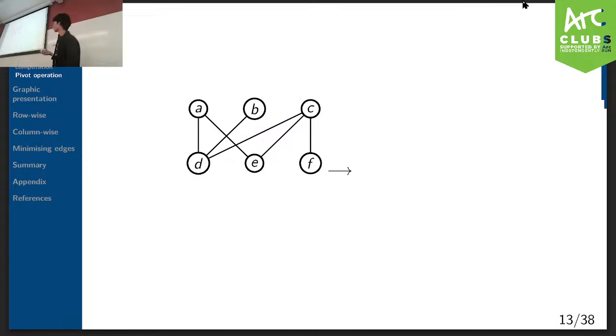Concretely, this is what happens. Say we have this graph on the left, and we're going to be using this graph for the rest of the presentation. If we do a pivot on the edge AD, can anyone tell me what graph you're going to get?